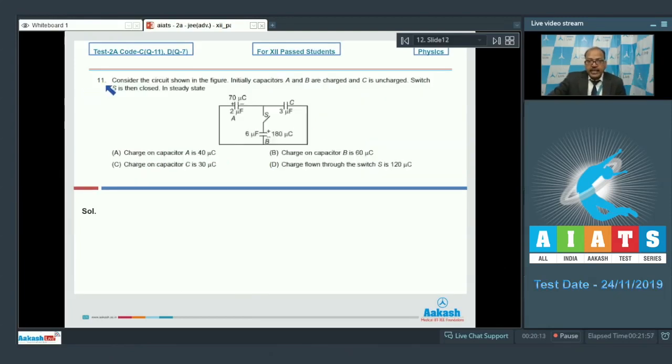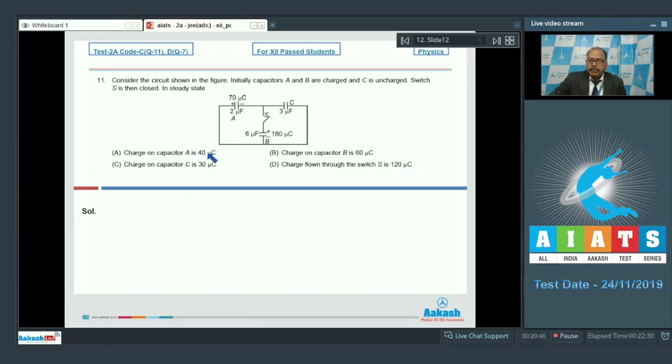Question 11 says, consider the circuit shown in the figure. Initially capacitors A and B are charged and C is uncharged. Switch S is then closed. In steady state, option A says charge on capacitor A is 40 microcoulomb. Option B says charge on capacitor B is 60 microcoulomb. Option C says charge on capacitor C is 30 microcoulomb. And option D says charge flown through the switch S is 120 microcoulomb.